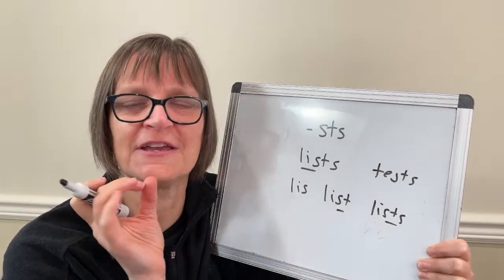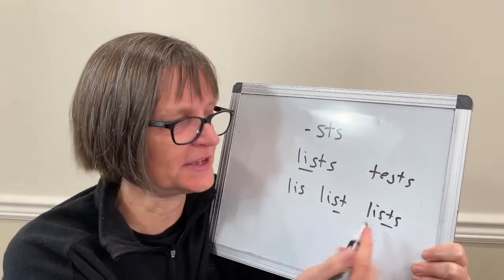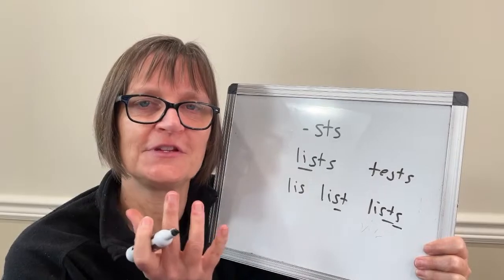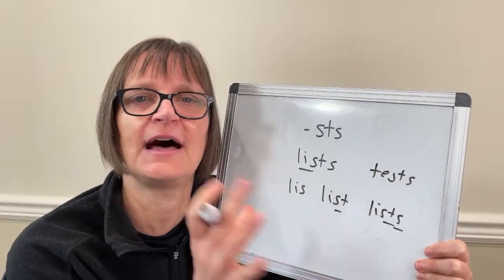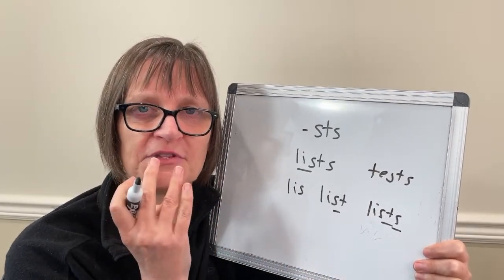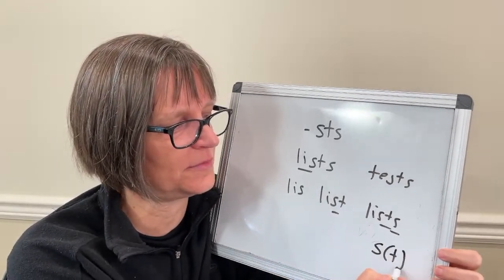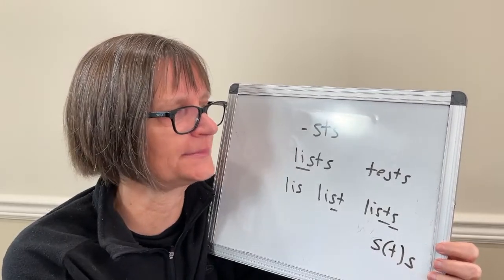So you won't hear the t releasing because it's releasing into the S. When I say list, you can hear the t. When I say lists, I'm just stopping my S, closing off the air, and then going back to the S. So it's almost like S with a stop and then another S sound.